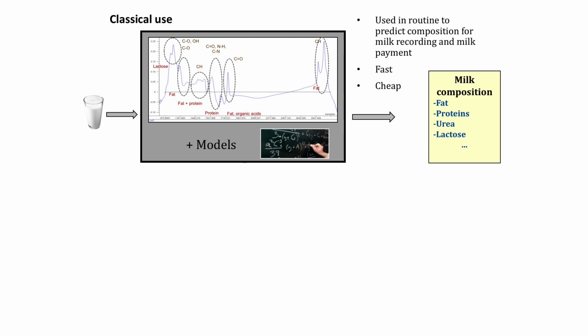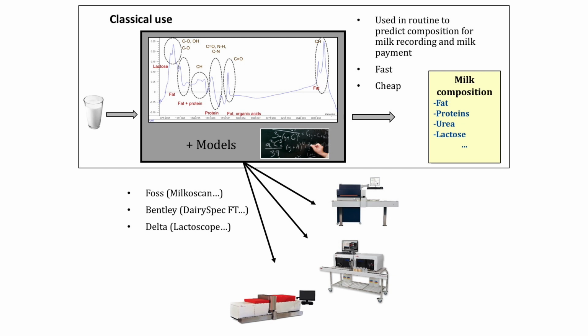This technique is very fast and cheap. This is the classic use of this apparatus. But now, yes, and in general, we have three brands of apparatus. I don't know if you know, but you have what we call the Milkoscan. It's from Foss. We have also the Derespect from Bentley and the Delta Instruments. The Delta Instruments is the lactoscope.